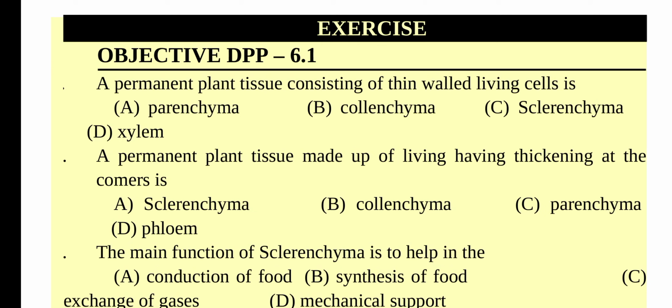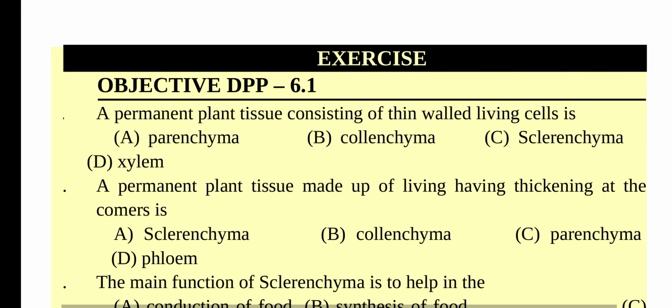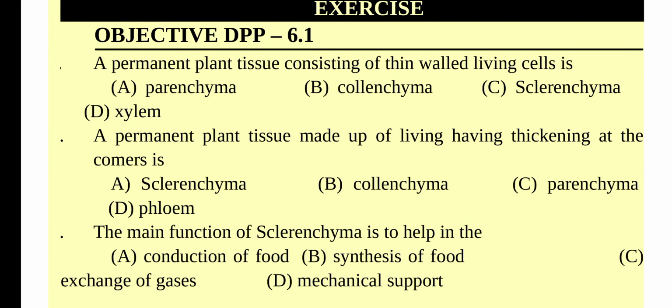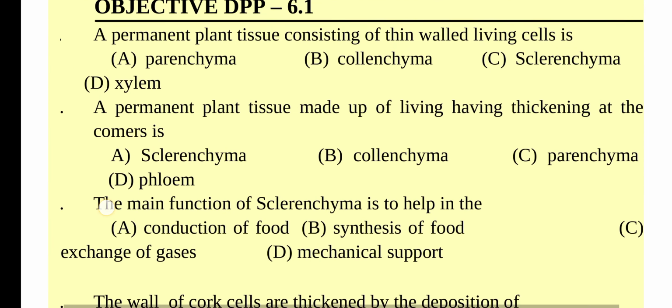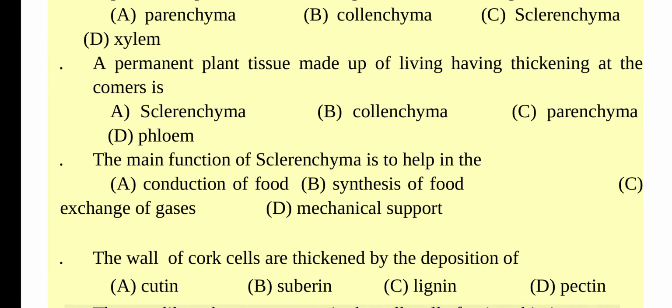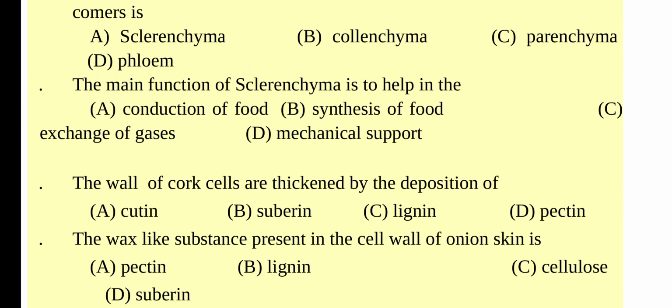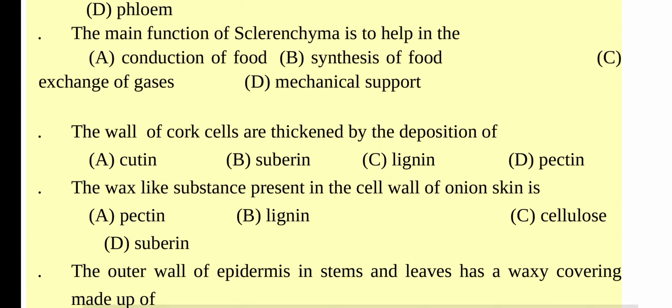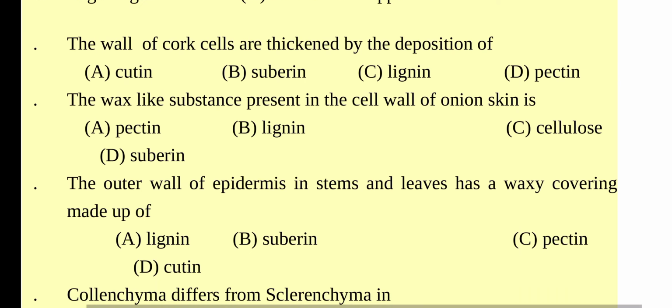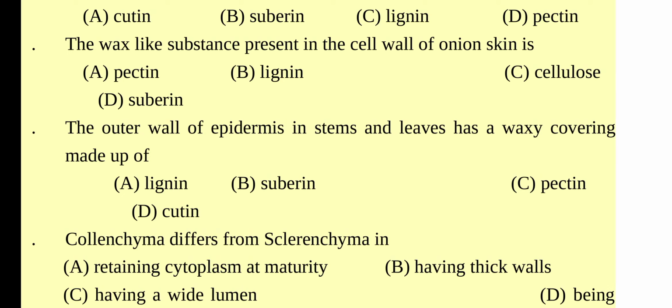Exercise, Objective DPP 6.1. 1. A permanent plant tissue consisting of thin-walled living cells is: A. Parenchyma, B. Collenchyma, C. Sclerenchyma, D. Xylem. 2. A permanent plant tissue made up of living cells having thickening at the corners is: A. Sclerenchyma, B. Collenchyma, C. Parenchyma, D. Phloem. 3. The main function of sclerenchyma is to help in: A. Conduction of food, B. Synthesis of food, C. Exchange of gases, D. Mechanical support. 4. The walls of cork cells are thickened by the deposition of: A. Cutin, B. Suberin, C. Lignin, D. Pectin. 5. The wax-like substance present in the cell wall of onion skin is: A. Pectin, B. Lignin, C. Cellulose, D. Suberin.